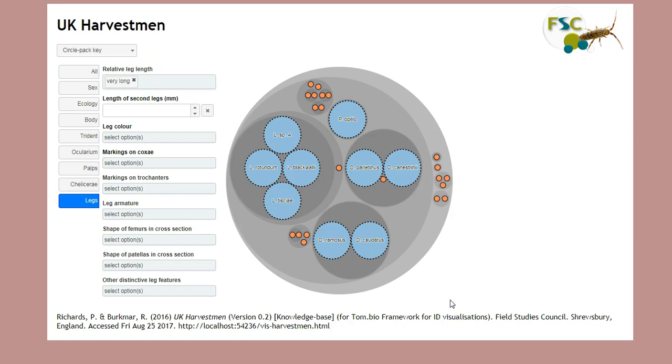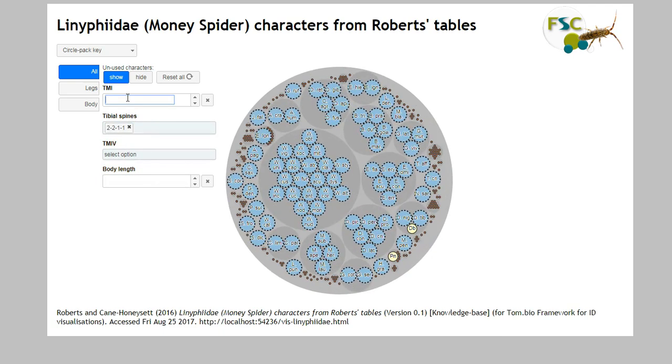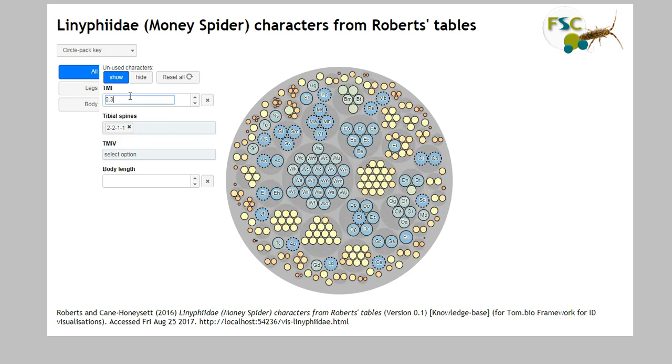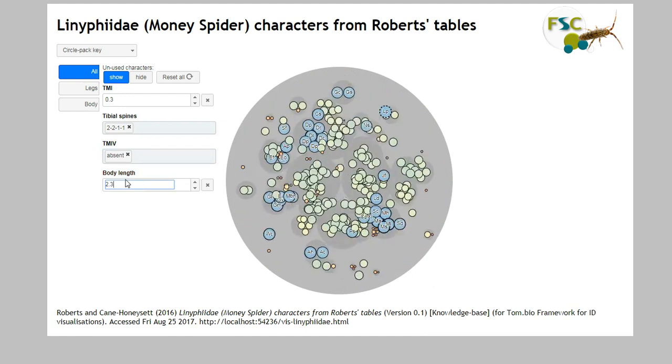Another strength of the Circle Pack key is its ability to visualise large numbers of taxa more conveniently than the column-based keys. Here is the Circle Pack key working with a knowledge base of UK Linnaeophilidae money spiders, consisting of some 280 taxa. Notice how easy it is to maintain an overview of how all taxa respond to the input characters within the context of the genera.